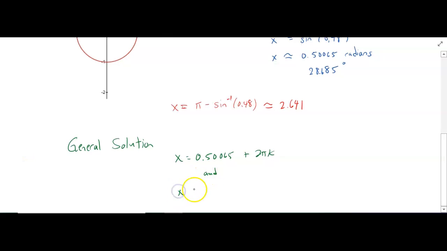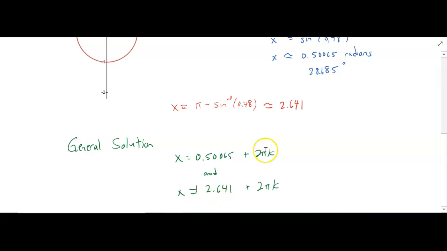And the other part of the general solution would be, again, we're rounding this to 3 decimal places or more, 2.641 plus any multiple of 2 pi. All right, the only way you're going to be a solution is if you're going to be coterminal to one of the angles that we wrote down, and therefore that's the general solution.